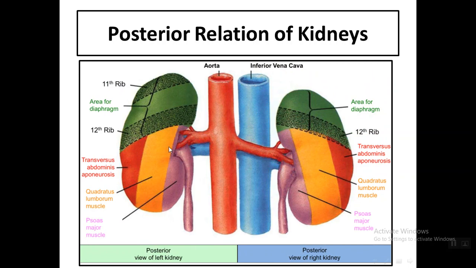This is a color diagram of the posterior relations. If we are looking at the kidney from the posterior view, this is a posterior view of the left kidney, and this is a posterior view of the right kidney. The left kidney is related to the 11th and the 12th rib, and the diaphragm, related to the muscles psoas major, quadratus lumborum, and the origin of transversus abdominis muscle. كذلك الرايت راح تكون related to the diaphragm and the 12th rib، من المصل من psoas major, quadratus lumborum, and the transversus abdominis muscle.